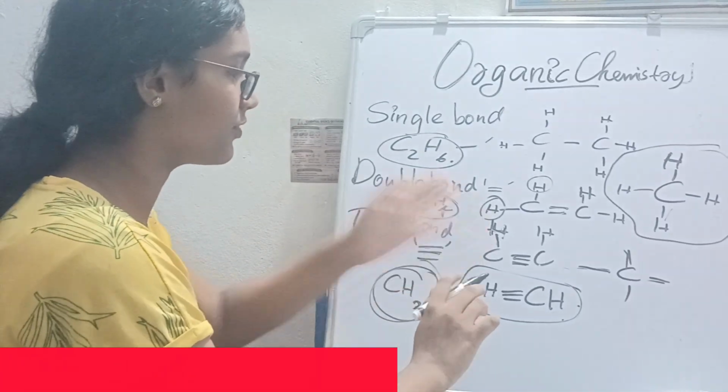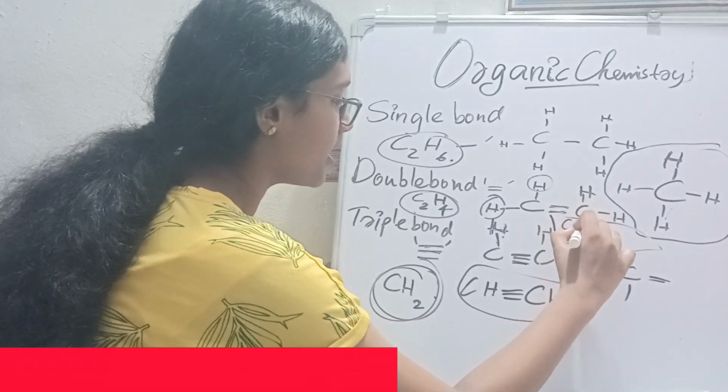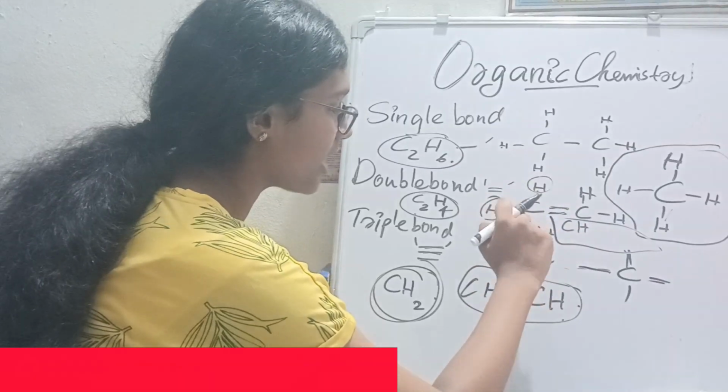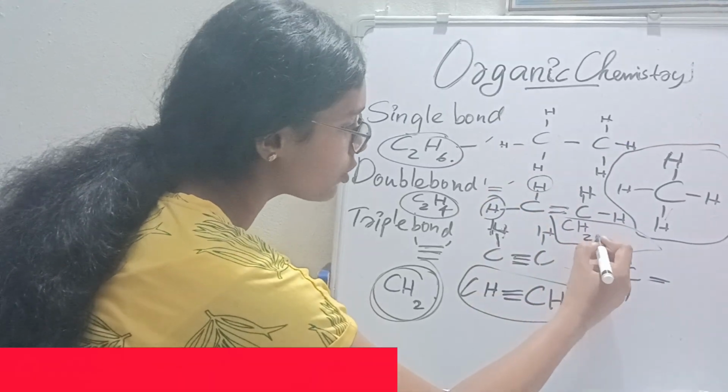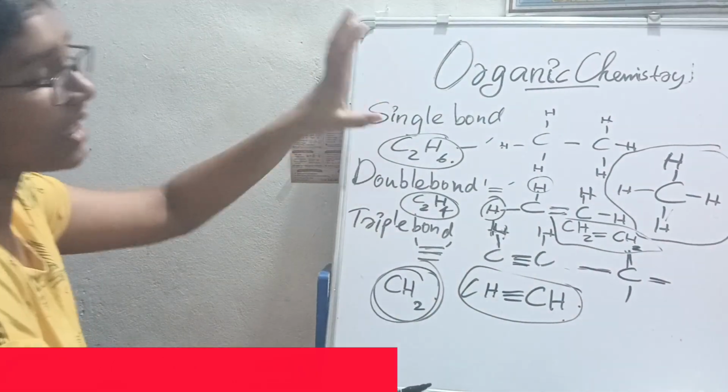Now the structural formula of this double bond can be written as CH. How many hydrogens are in one carbon? 1, 2. That can be CH2, double bond, CH2. So this is how you need to write it.